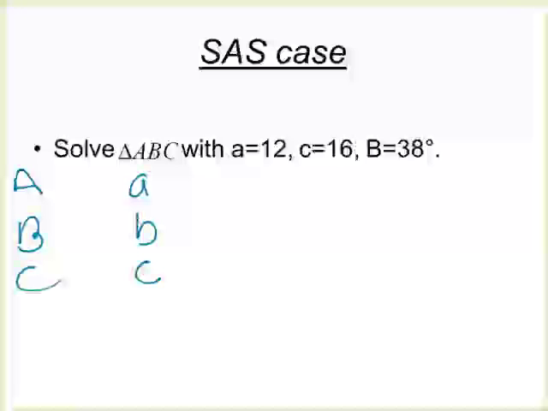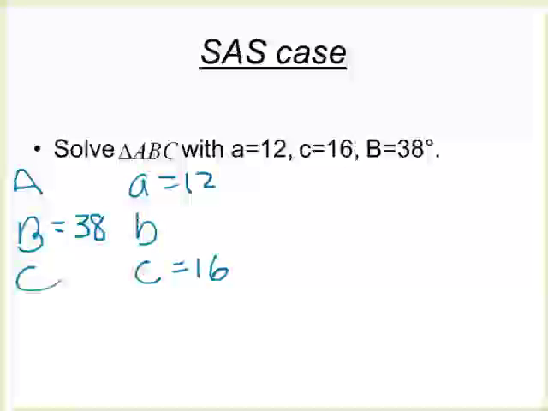So in this one, we know side A is 12, side C is 16, and angle B is 38. We do not know 2 angles, so we cannot subtract from 180. And we don't know both parts of one letter, so we can't use our law of sines. So this is where the law of cosines becomes necessary.